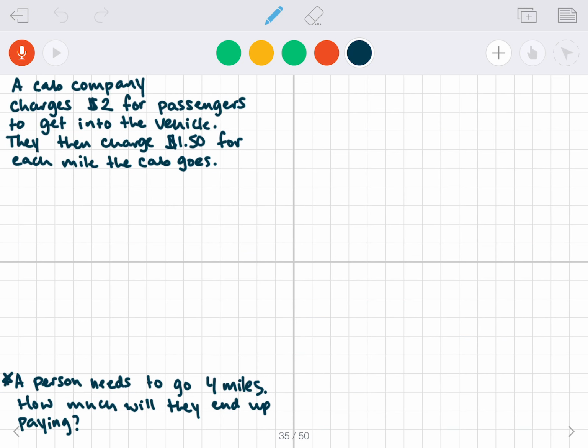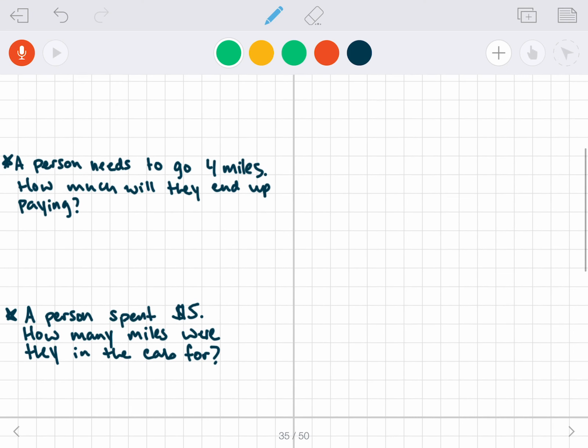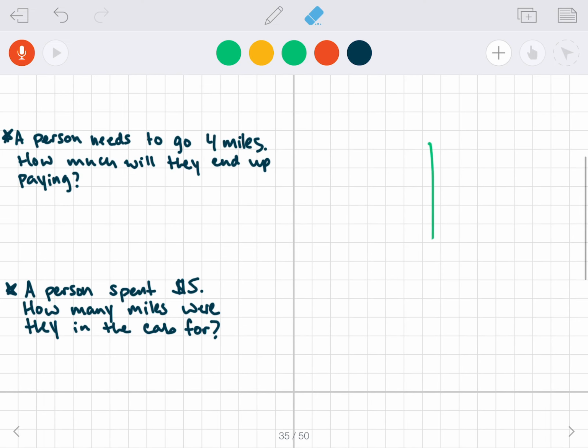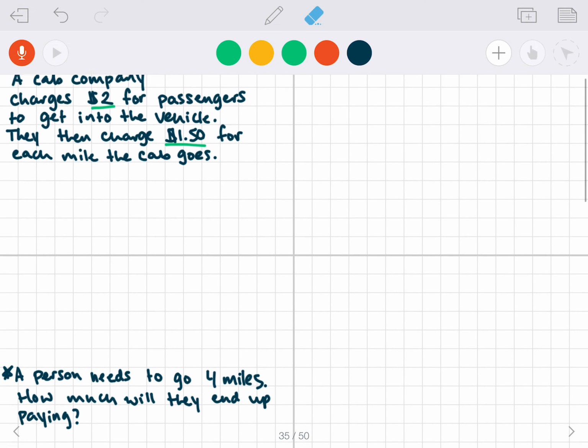Okay, let's look at this next example. A cab company charges $2 for passengers to get into the vehicle. They then charge $1.50 for each mile the cab goes. Okay, so we want to first write a linear equation to match the situation so that we can answer these questions down here. And we'll graph the equation too.